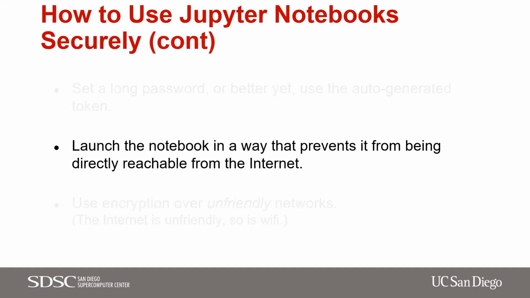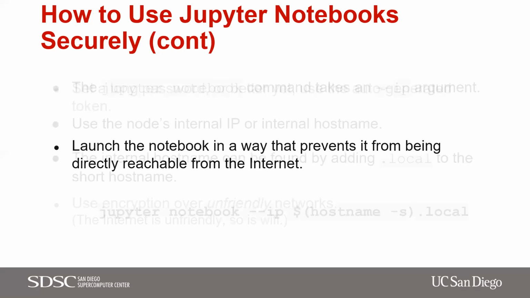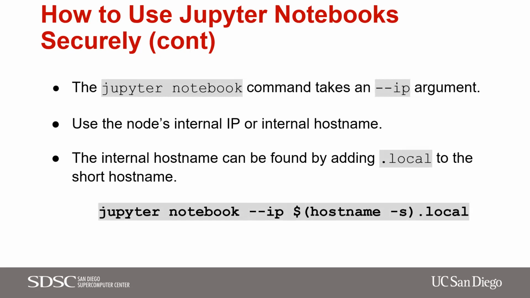Well, we already dealt with the first one. Let's take a look at the second item. Launch the notebook in a way that prevents it from being directly reachable from the internet. So the Jupyter Notebook command, you already know that there is an IP argument, because otherwise you would just bind to the loopback interface and you wouldn't be able to access it. So when you're running on TSCC, there's an internal network, that internal network that we saw in the diagram. Use that as the IP, and we can quite easily get it by just taking the short host name and adding .local to the end. And that little snippet at the bottom is how you would do that.